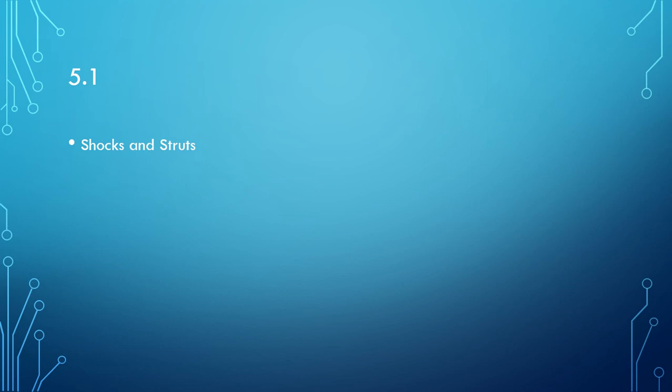Welcome to Section 5.1, Level 2 SSB class. In this section, we'll be talking about shocks and struts and their relevancy to service procedures, cautionaries, and some abbreviations that you'll need to be familiar with.